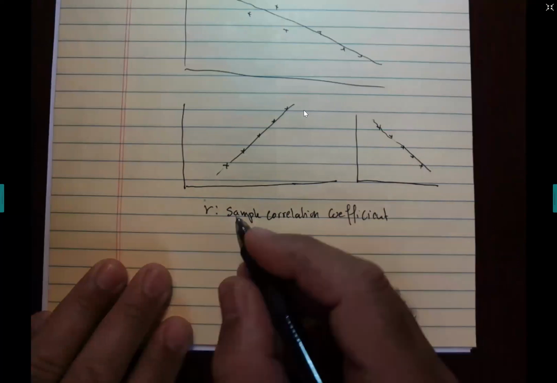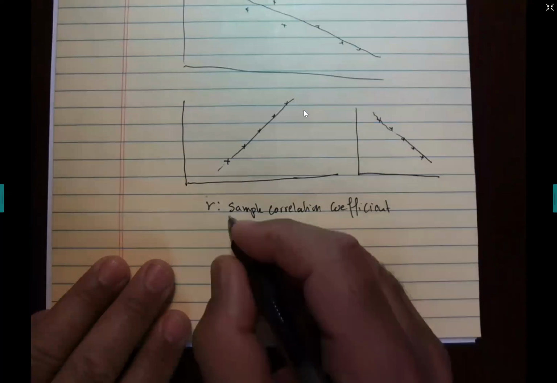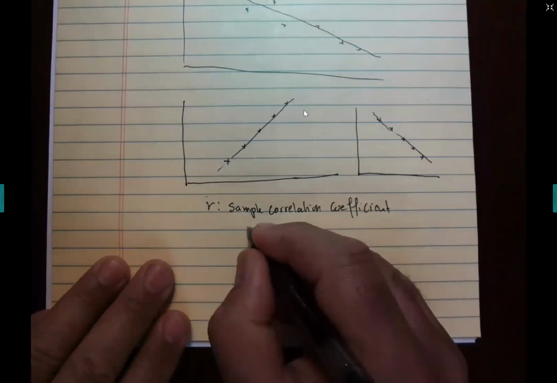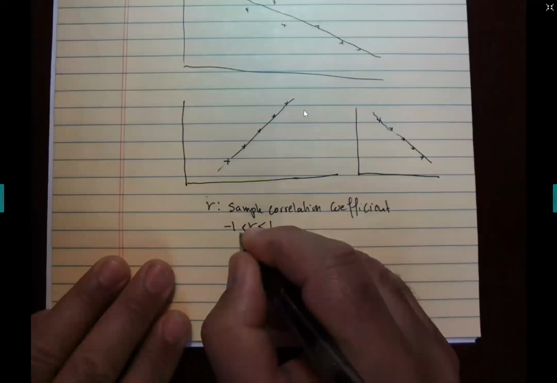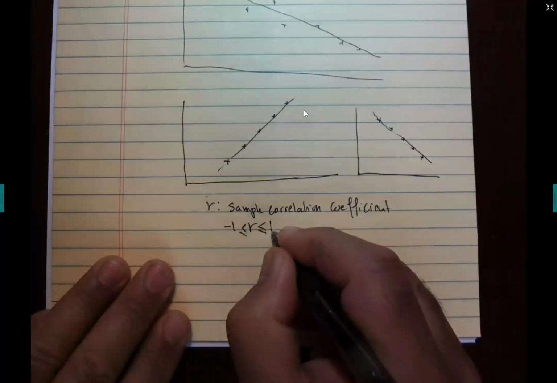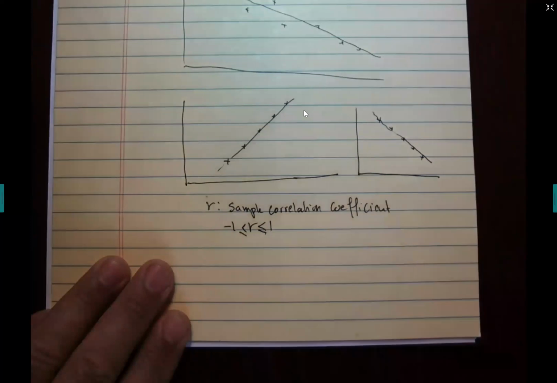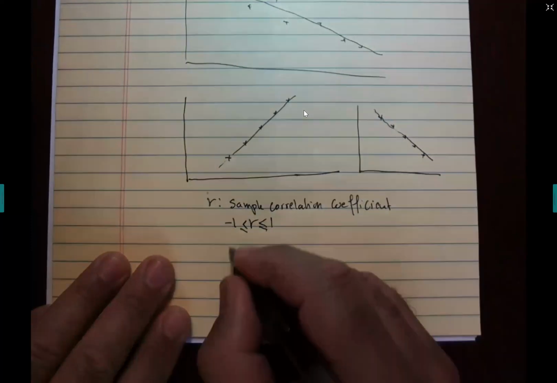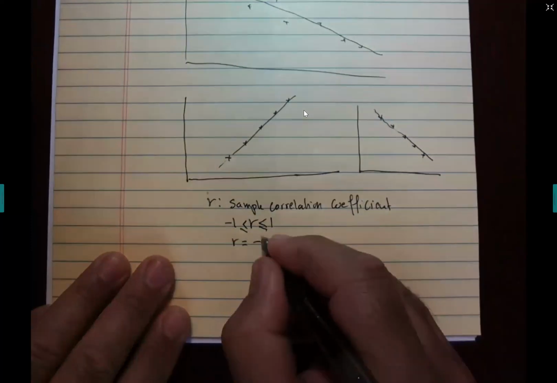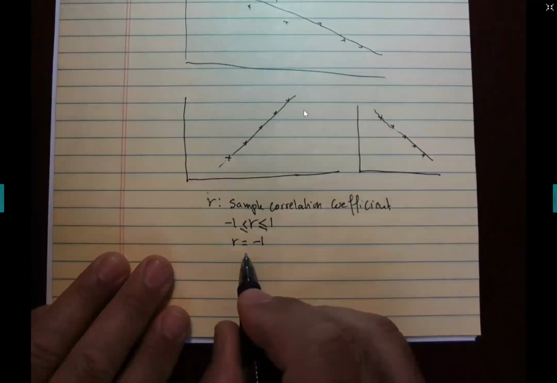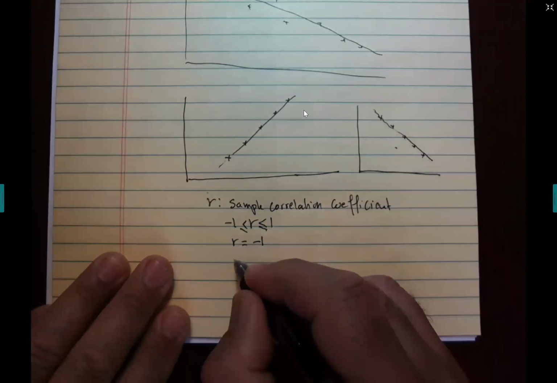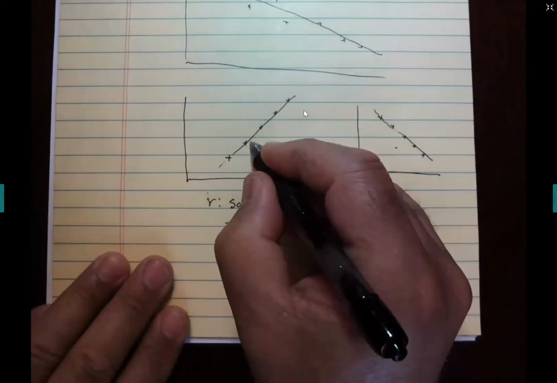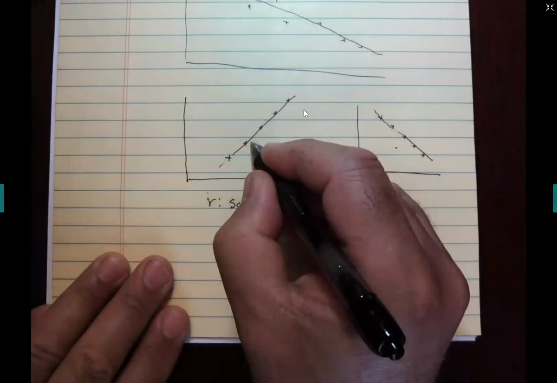If I recall, probably I touched on this, or if I didn't, R is a value between -1 and 1. It can go as high as 1 or as low as -1. If your R is -1, that means you have a perfect negative relationship, just like this. If your R equals 1, you will have a perfect positive linear relationship like that.